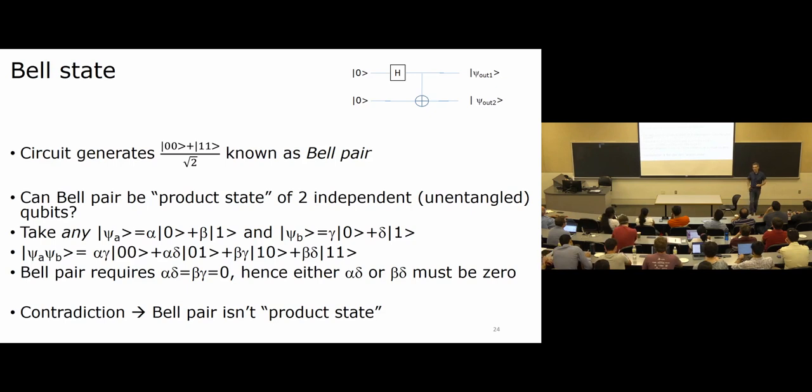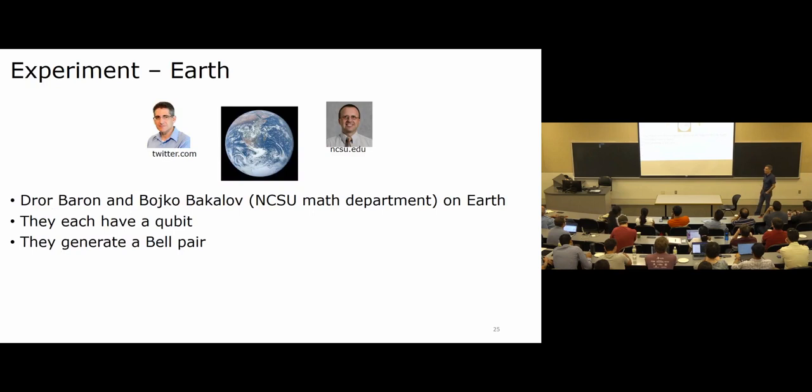So let's have a thought experiment. I have a colleague in the math department, Bashko. And here we are on Earth, hanging out. He's in the math department, and let's say we're in ECE. So we're hanging out in separate places on campus, but overall, we're quite close. And we each have a qubit, and we generate a Bell pair.